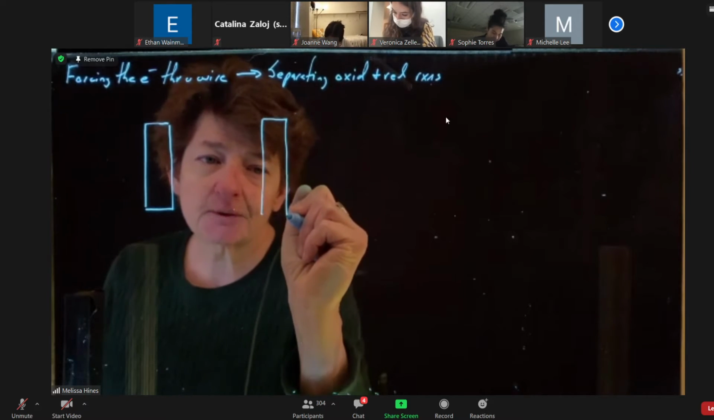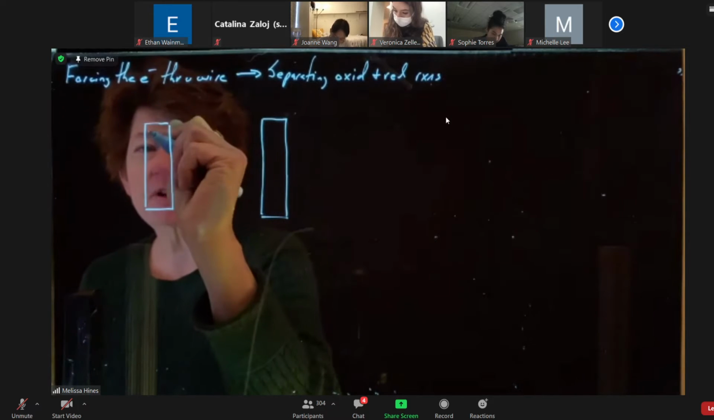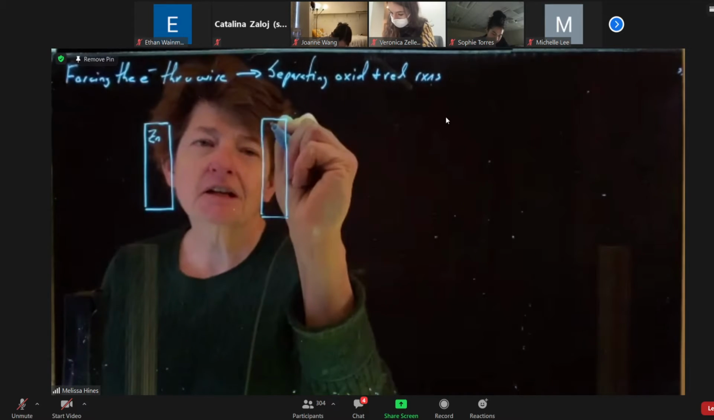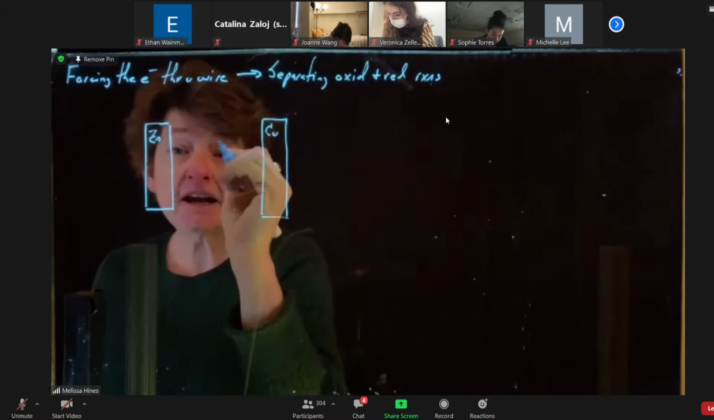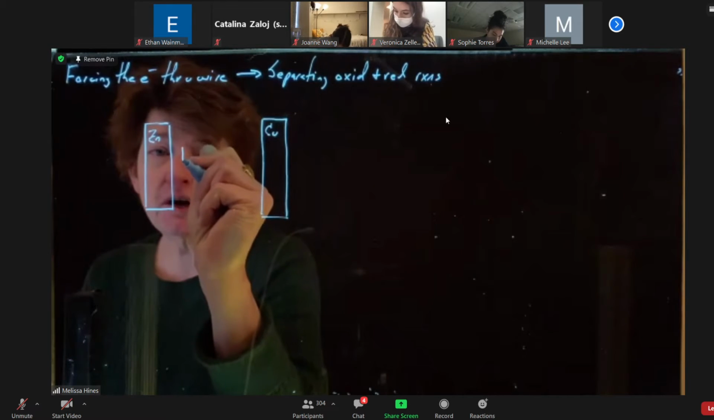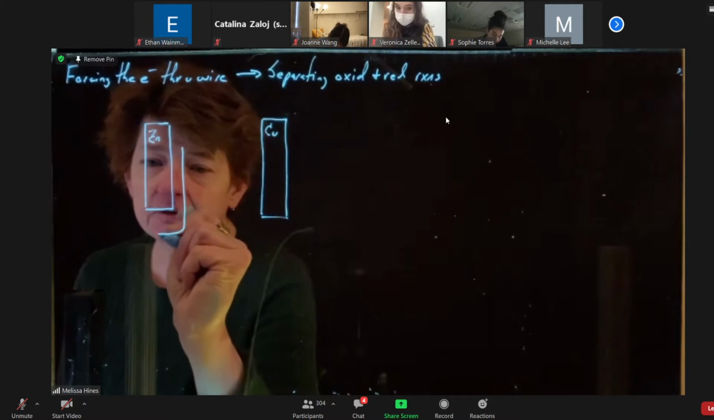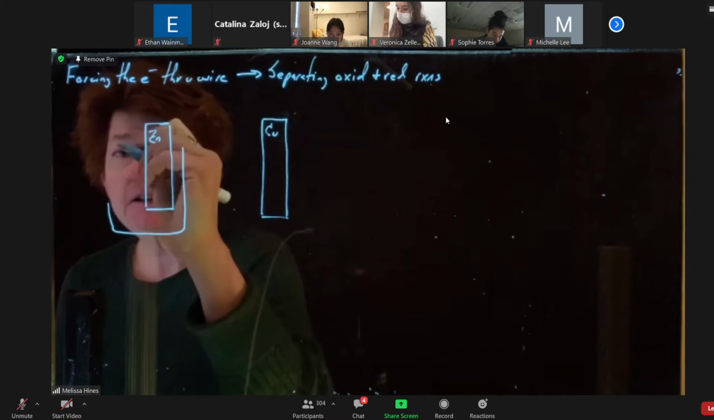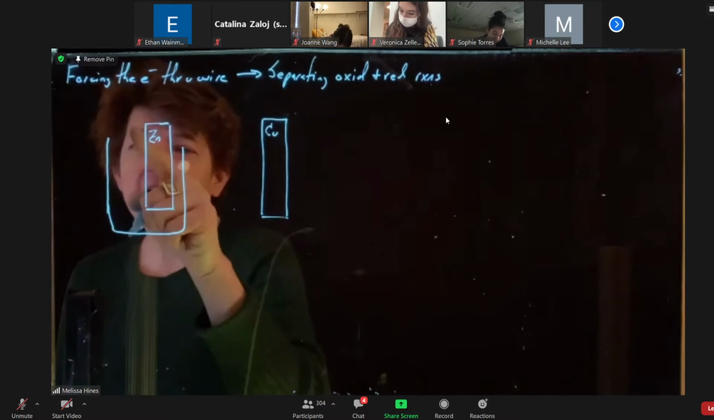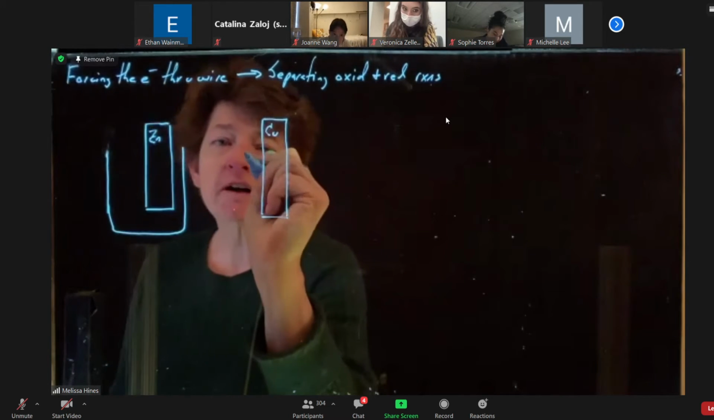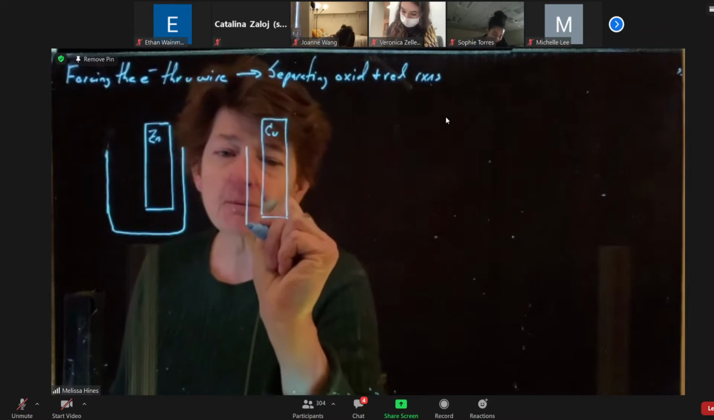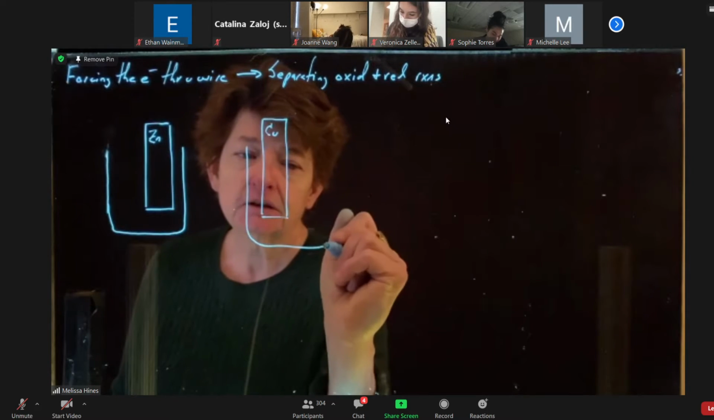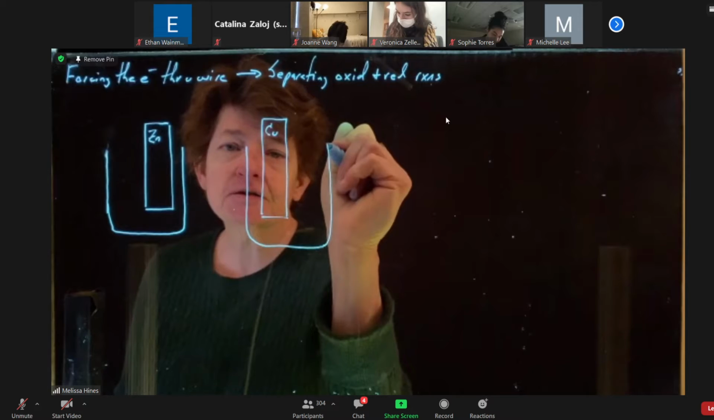And we want to separate our oxidation and reduction reactions. So let's make this the zinc. Let's make this the copper. And our trick is going to be, we are going to have 2 separate beakers. One of the beakers is going to have the zinc solution, and one of the beakers is going to have the copper solution. So here are 2 beakers like this.